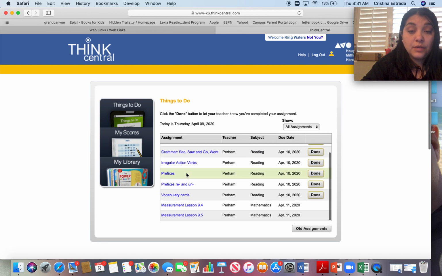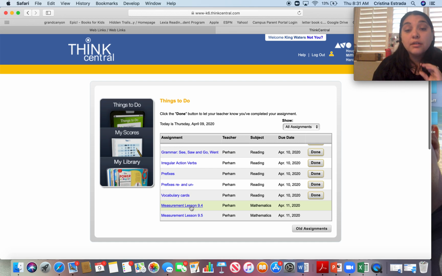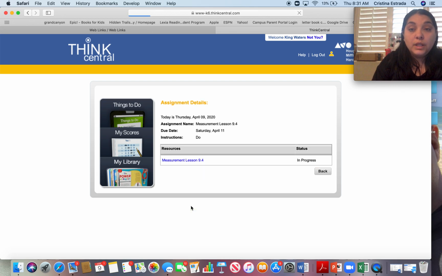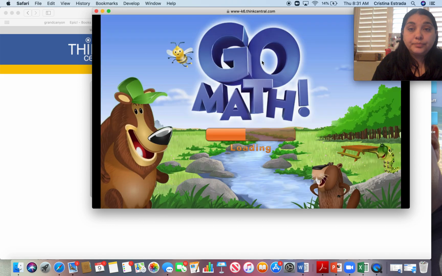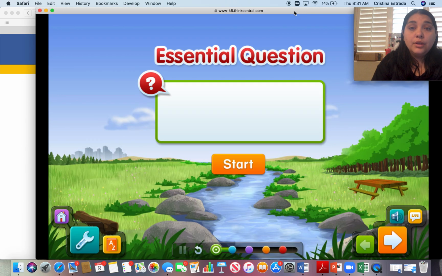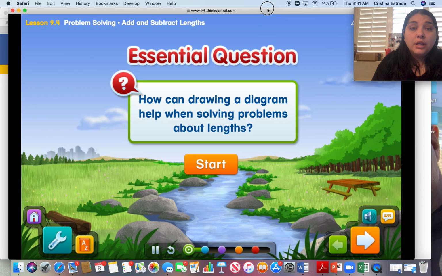Now we'll scroll down. I'll go into this lesson, the measurement lesson of 9.4. We'll click on that. And again, it's telling us that this is what we're going to go into. So I'll click on that one as well. Now, this screen here will bring us to our starting point for the math lesson. If you look down here, there's 1, 2, 3, 4, 5 dots at the bottom. Green, blue, purple, orange, and red.